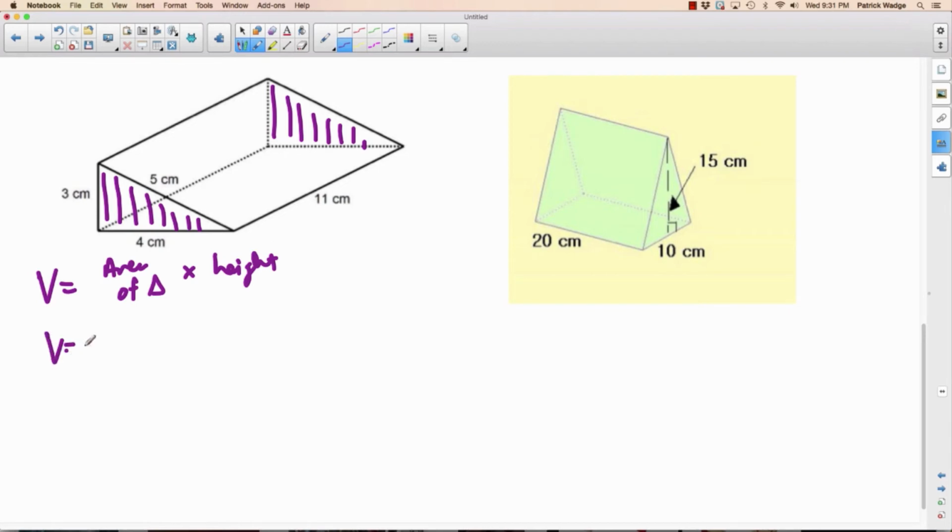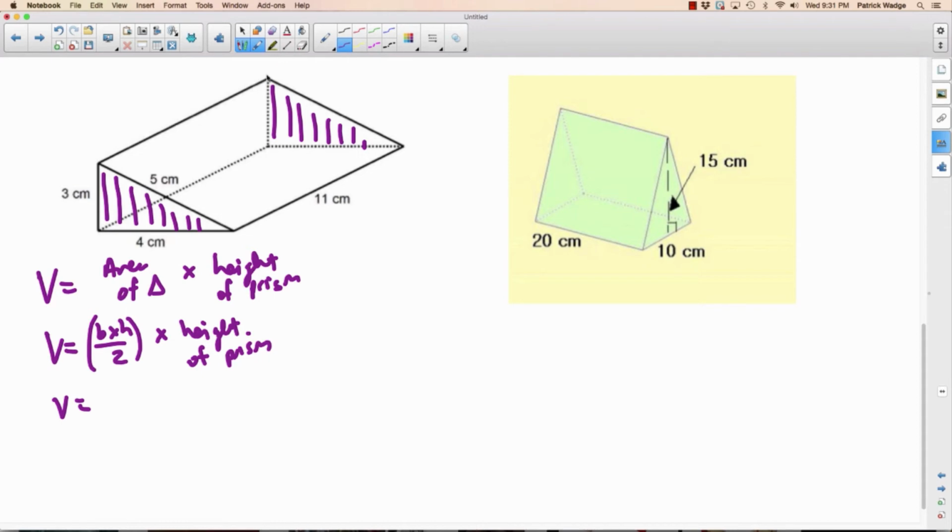Well, how do you get the area of a triangle? The area of a triangle is base times height divided by 2. And then once we've done that, we want to multiply by height. Wait a minute, we already have height here. This is what's really confusing about these questions. People often get confused about it. This height here is the height of the triangle. This height here is the height of the entire prism. Okay, so let's just focus in on the triangle.